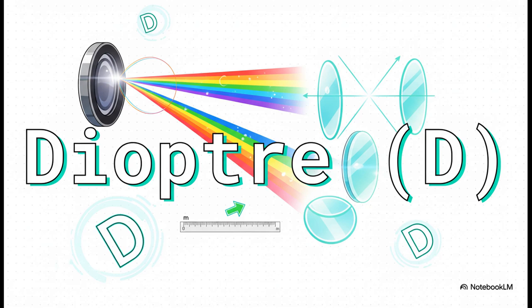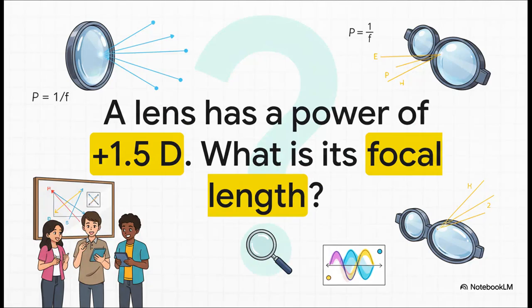Now here's a pro tip that will save you marks. When you use the formula P equals 1 over f, the focal length must be in meters. Always, always check that.